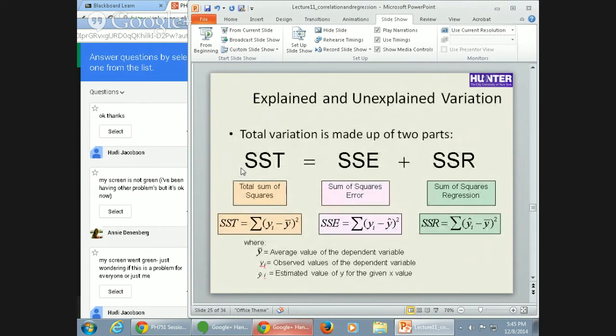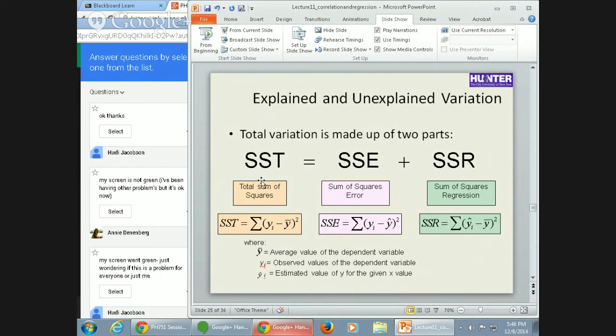For regression, you remember for analysis of variance, we broke up the total variance into the within group variance and the between group variance. And the total variance was the sum of the within group variance and the between group variance. This is basically the same thing. We're talking about a sum of squares, which is directly related to variance.